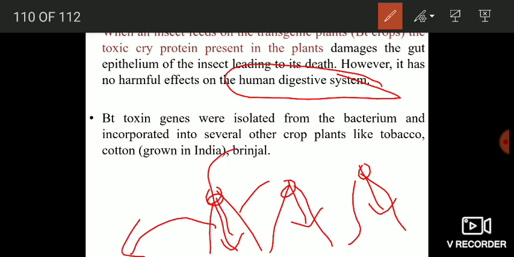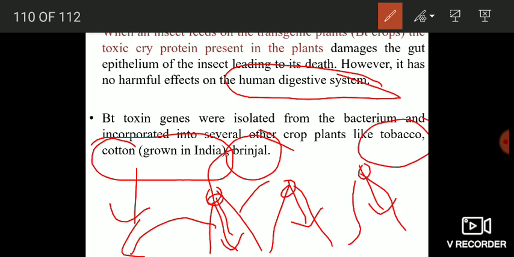The BT toxin genes were isolated from the bacteria, and likewise they were incorporated into several other crop plants like tobacco, cotton, and brinjal. So you can simply say that the first BT crop was maize. Then with time a number of other BT crops were produced, like BT cotton, which is grown in India. We have BT brinjal and BT tobacco. This is all about the BT crops.